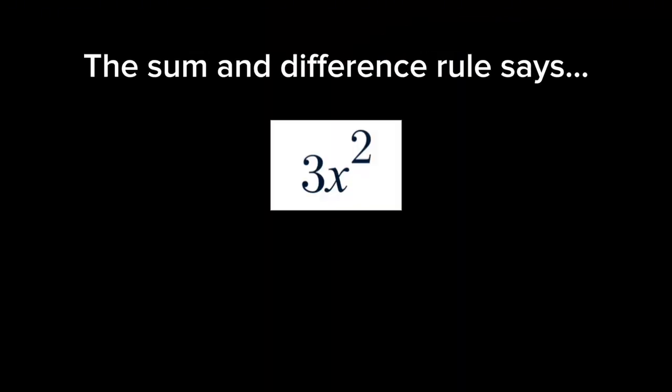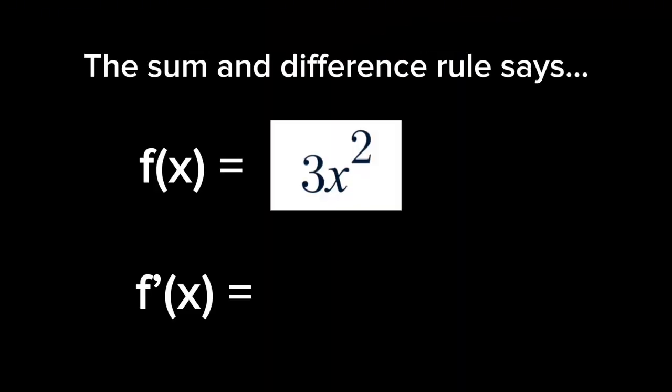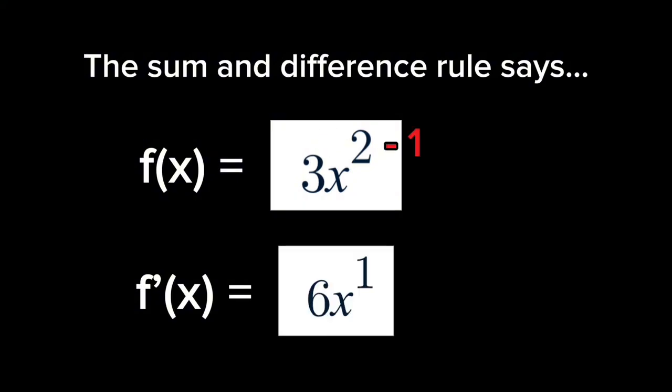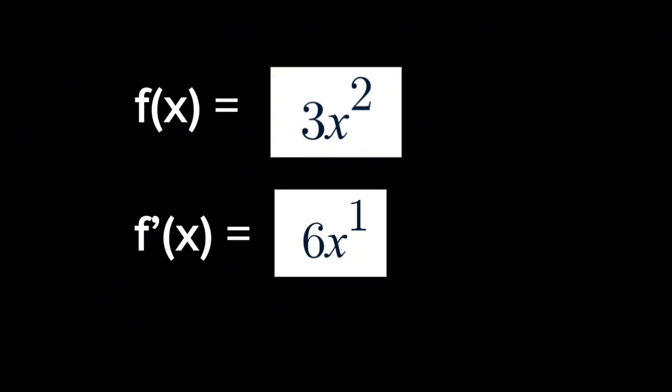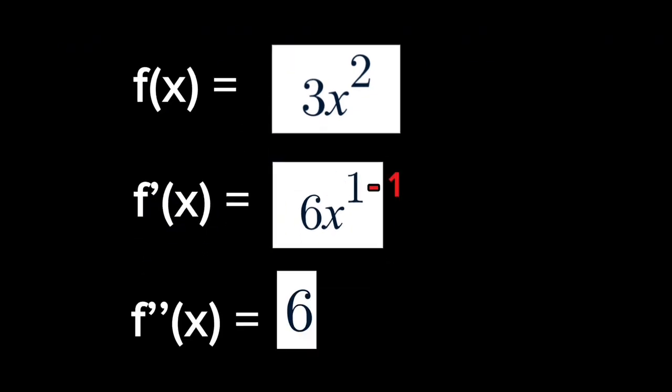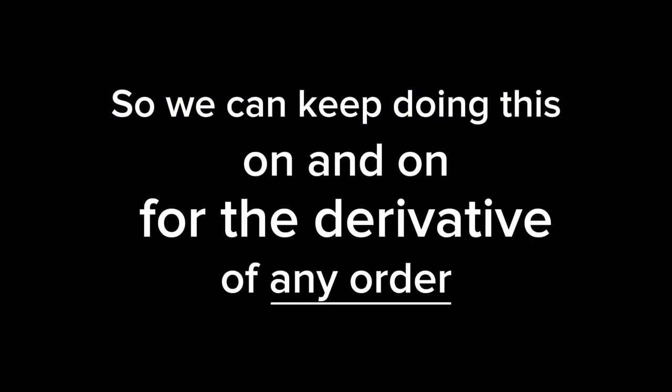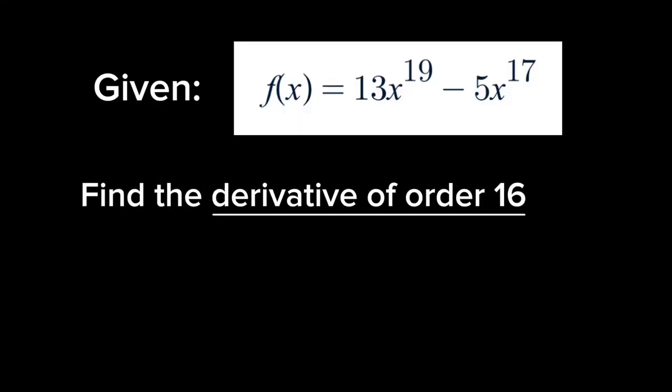The sum and difference rule says that if you have a monomial by itself, you can get its first derivative by multiplying the coefficient by the power and then subtracting the power by 1. We can extend this rule to the second derivative too. Multiply and then subtract. So we can keep doing this on and on for the derivative of any order. Feeling smart? Try this problem again.